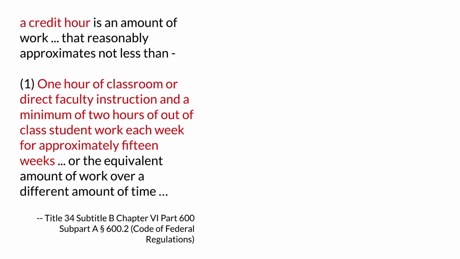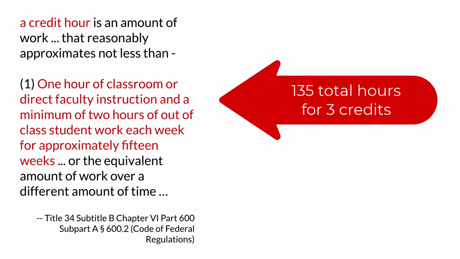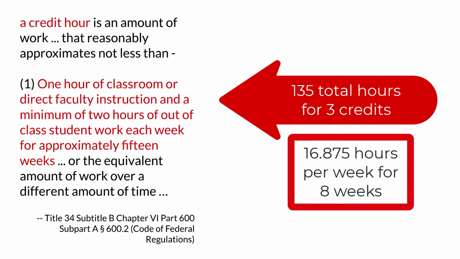In the U.S., universities that receive any federal funds use this definition of credit hour. 1 hour of classroom or direct faculty instruction, and a minimum of 2 hours of out-of-class student work each week for approximately 15 weeks. So all of that means a 3 credit hour course must include at least 135 hours of activity. If we divide those hours over 8 weeks instead of 15, we get 16.875 hours every week for 8 weeks.